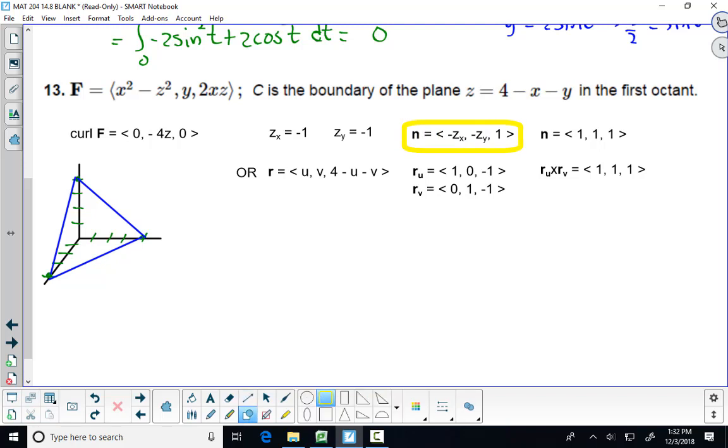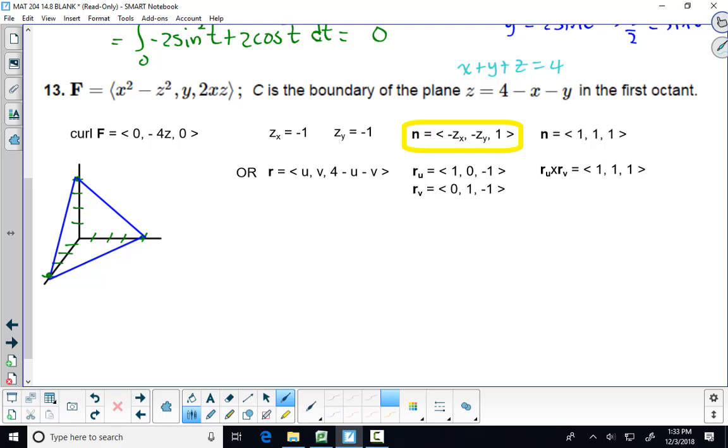If you have a function, we proved earlier in the semester that this will always be normal to a surface that's given to you as a function. But it doesn't matter. There's 3 ways. Whichever way is easiest for you. If you're dealing with a plane, most of us would say this is the easiest way, to do that and pull off 1, 1, 1. Totally fine.